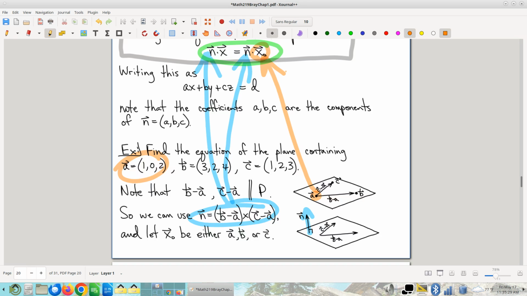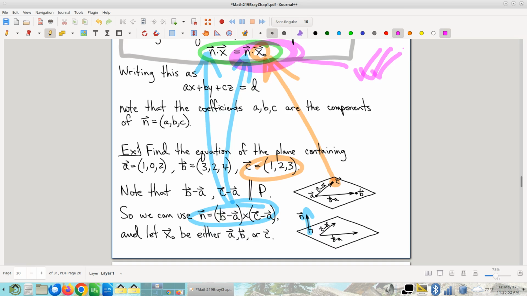So x naught is A here because that's what you're subtracting. It literally doesn't matter, so you could pick any. But if I had chosen C here to be my x naught, different point. What you're going to find is that this dot product will be the same no matter which of those 3 points you pick. So all good, go crazy, pick your favorite.